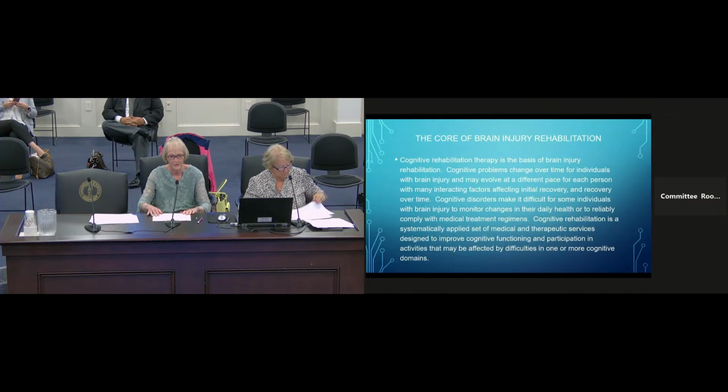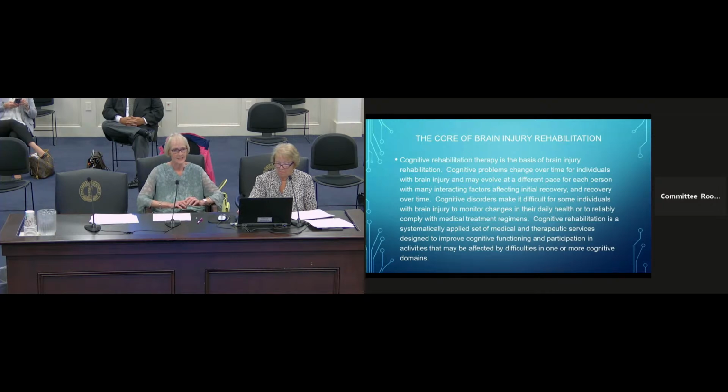The core of brain injury also is in cognitive rehabilitation. Cognitive rehabilitation therapy is the basis of all that we do in brain injury rehab. Cognitive problems change over time with individuals with brain injury and may evolve at a different pace for each person, with many interacting factors affecting initial recovery and recovery over time. Cognitive disorders make it difficult for individuals with brain injury to monitor changes in their daily routine, their daily health, or to even comply with their medication regimen.